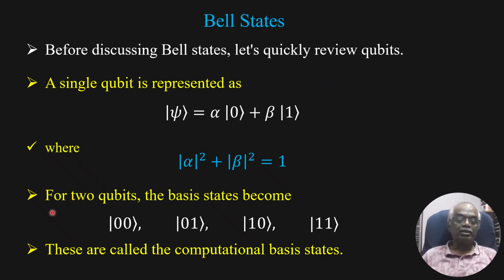For a two qubit state, the basis states become |00⟩, |01⟩, |10⟩, and |11⟩. This is similar to classical bits. That is, we can generate 2^n combinations. Here, n is 2, 2 power 2 is 4. So we can have 4 combinations: 00, 01, 10, and 11. These are called computational basis states.